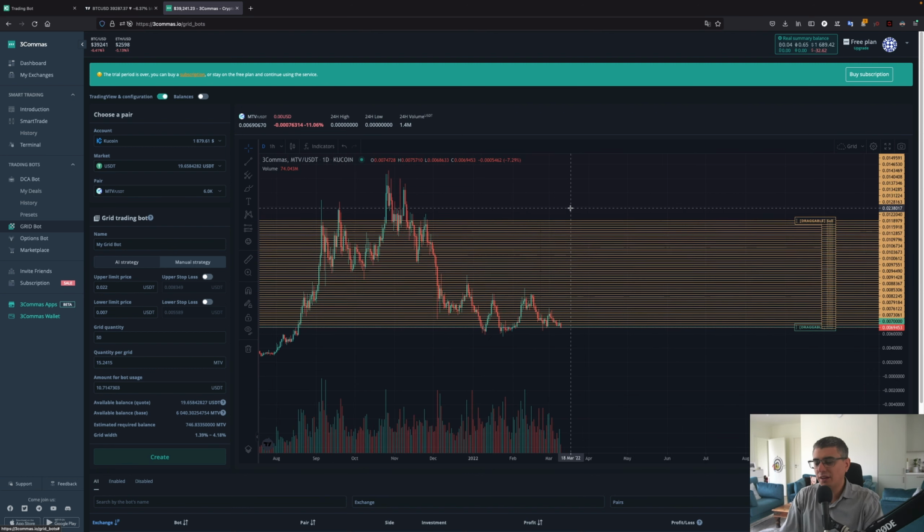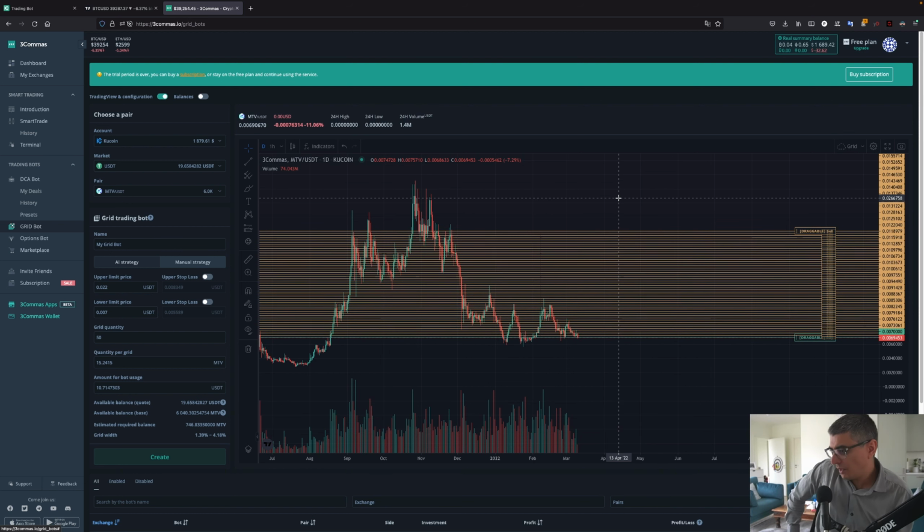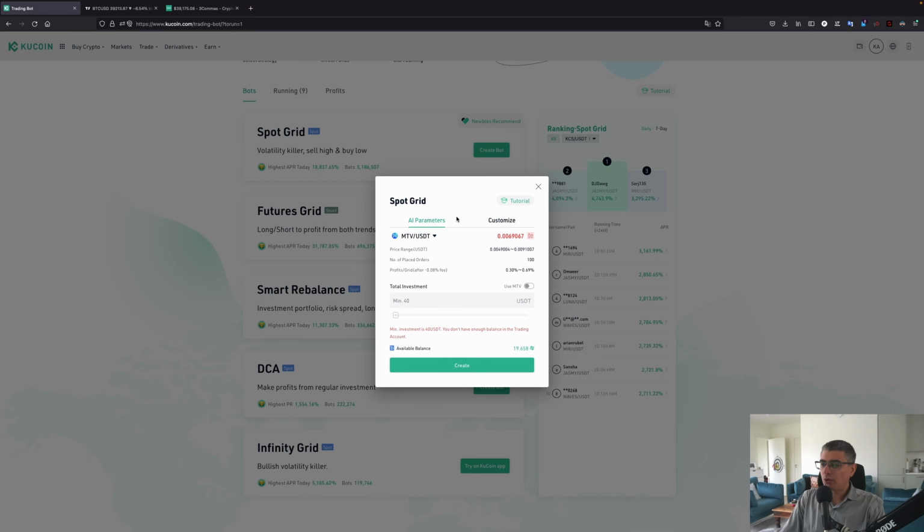Now, there is another issue. Let's say this is the perfect strategy, and this would be quite decent to do, right? Because you plan to put this upper limit to make sure that if a pump happens, you will not sell everything at a loss. And that's important, especially with the smaller cap coins. At the same time, there is a limitation on Kucoin, and here I will do something else because I don't want to use these AI parameters.